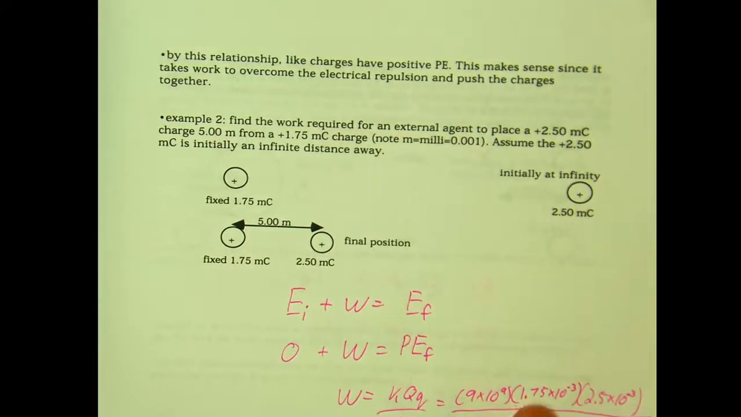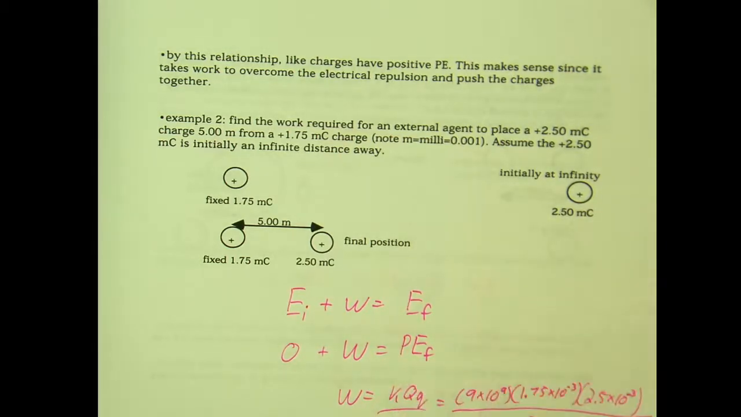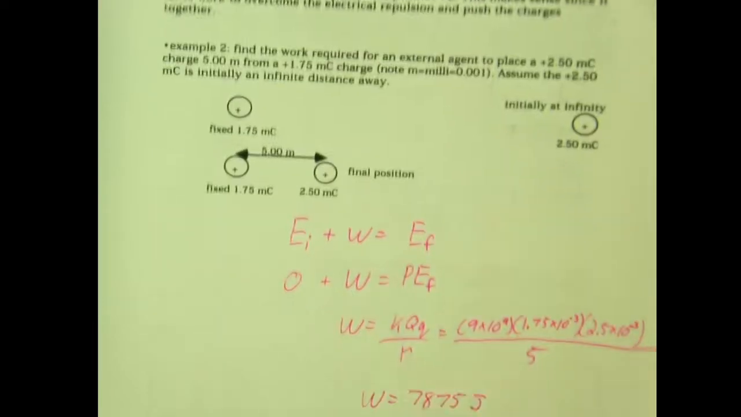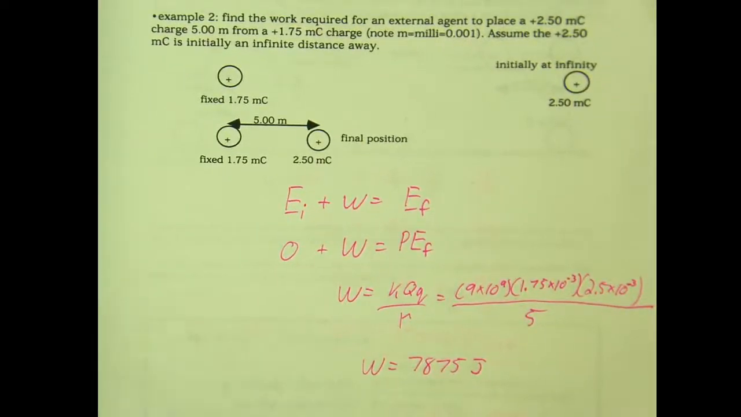We include the signs on the charge, again, with positive and positive, so it's going to take work to bring them together. So the work done to bring these two positive charges together is 7,875. They're repelling, so we have to do work to bring them together, and this shows that.